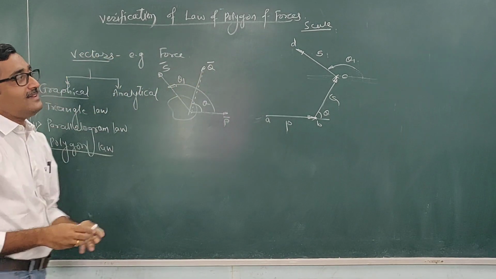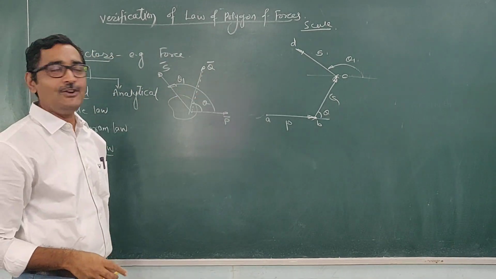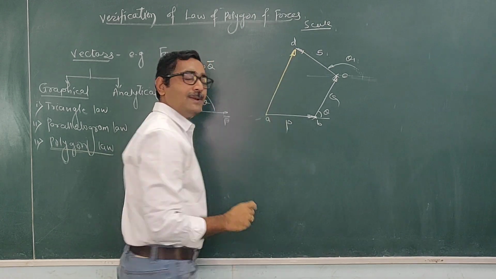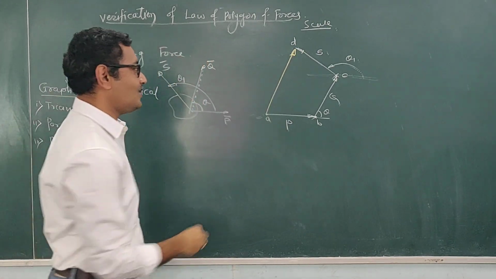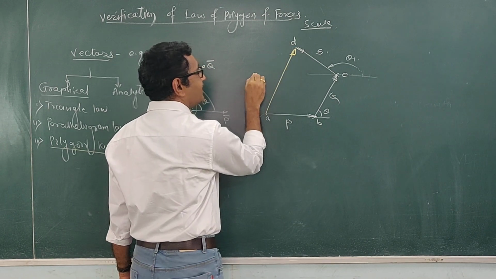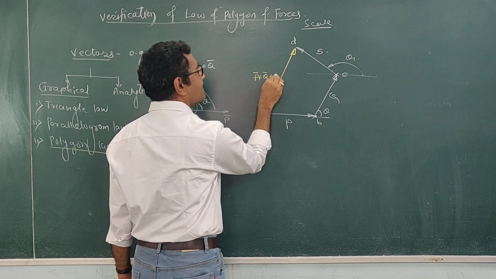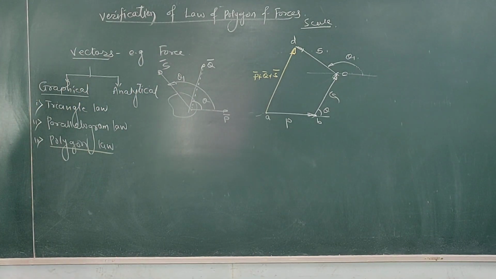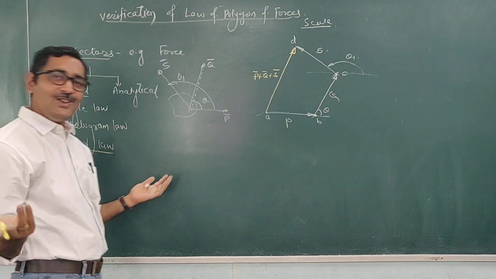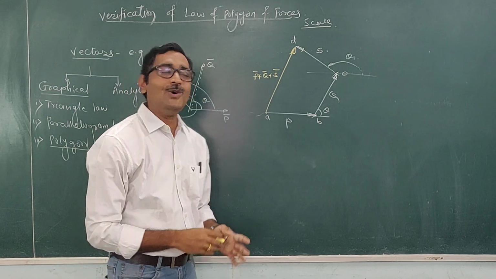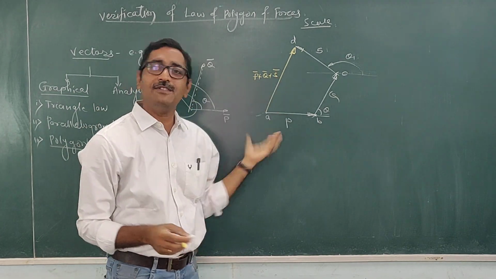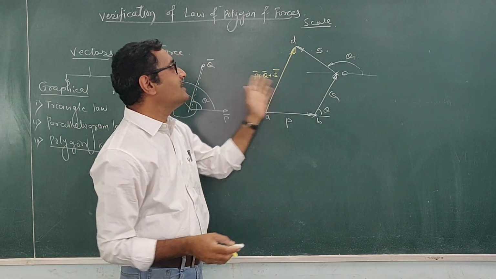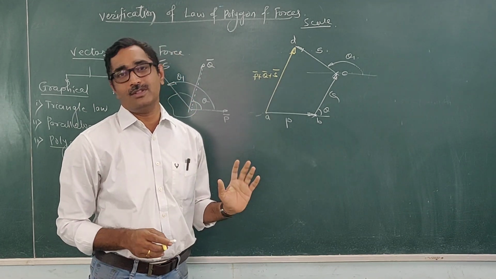If I represent these vectors as the sides of a polygon, then the closing side of the polygon represents their summation. So this line AD represents the vector P bar plus Q bar plus S bar. The closing side represents the summation of those vectors. In the triangle law it is similar, but in a triangle only two forces are there. That's why this figure is a triangle. When more than two forces are there, it is a polygon, and it is known as the law of polygon.